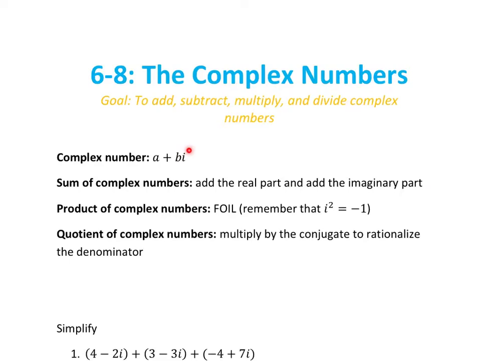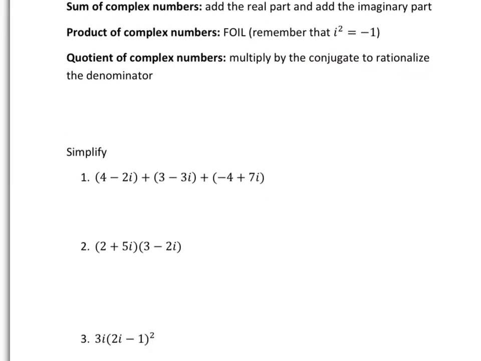When you're finding the product of these, you just FOIL them in the same way that we normally do. Just obviously remember that i squared equals -1. And for the quotient of these things, once again, the conjugate's going to come back. So we're going to utilize that conjugate to cancel out middle terms, and we know i squared is going to be -1, so that's going to help us get our denominators rationalized. Okay, so let's jump right into the examples.